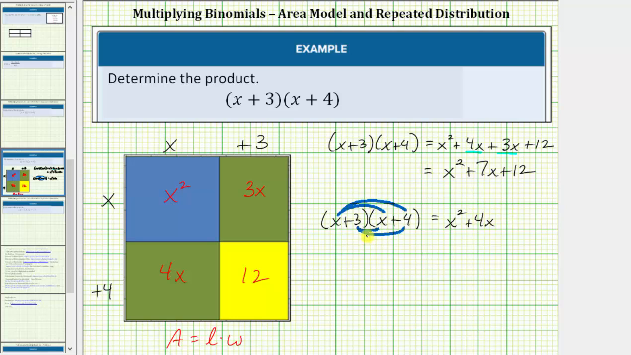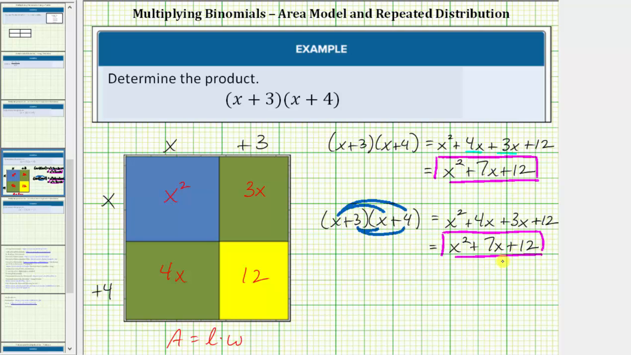And now we distribute the 3. 3 times x is 3x, so plus 3x. And finally, plus 3 times 4, which gives us plus 12. Notice the sum of these four terms is the same sum we used to determine the area of the rectangle shown here. So combining like terms, notice how we also get x squared plus 7x plus 12.